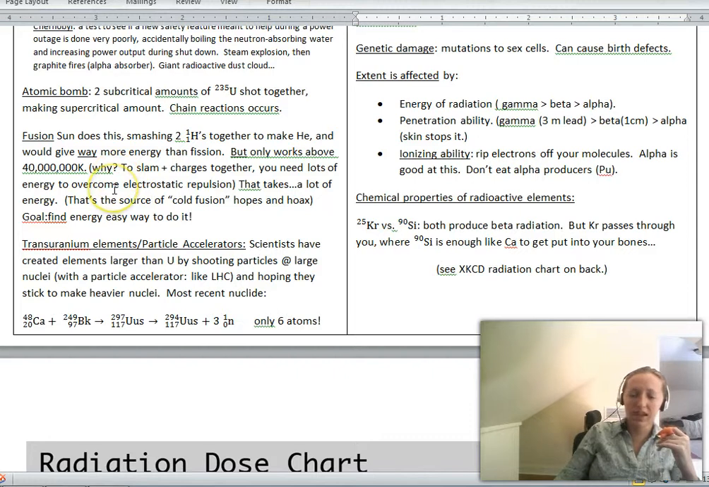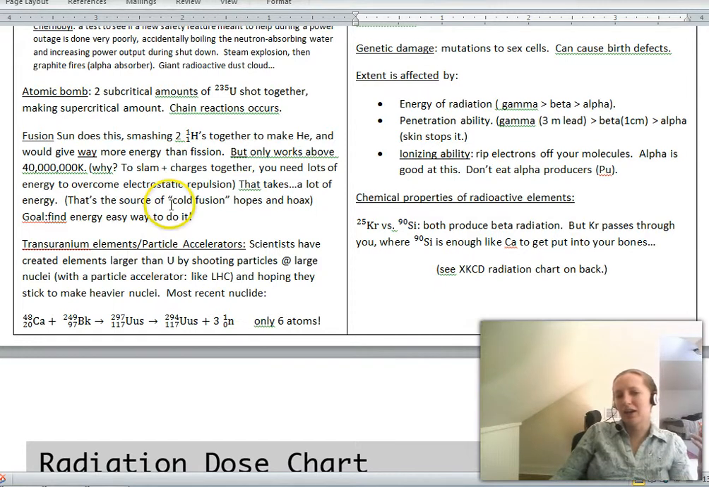And if you've ever heard of the term cold fusion, this is something that we hope that one day we'll be able to discover. And wouldn't it be nice if we could have fusion that didn't require 40 million Kelvin? Because that's really hot and hard to do.